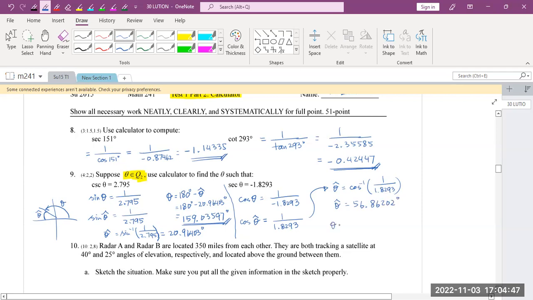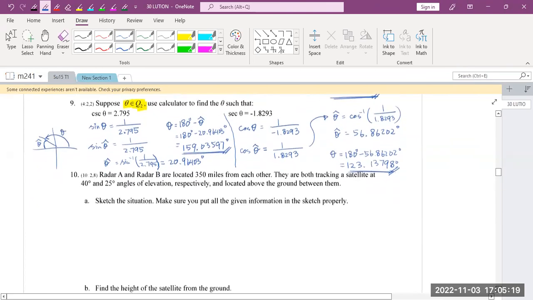So the actual theta, the actual angle in quadrant 2, must be 180 degrees minus the reference angle. We get theta to be 123.13798 degrees. Okay, that's for our number 9.